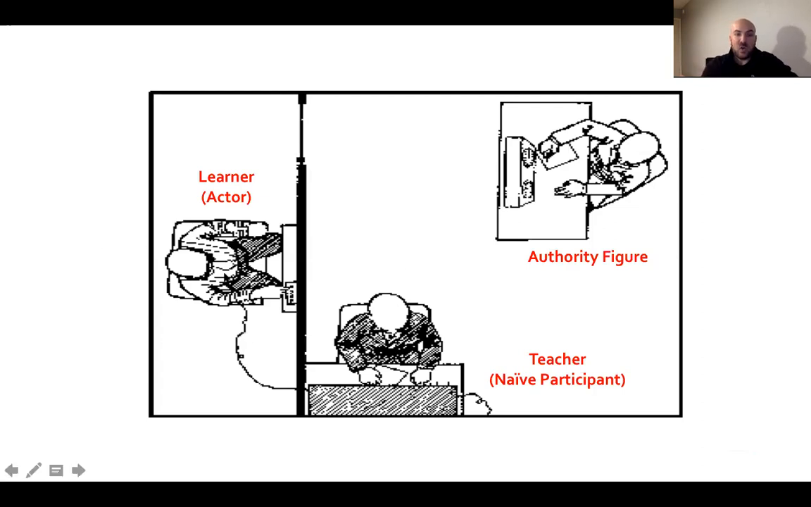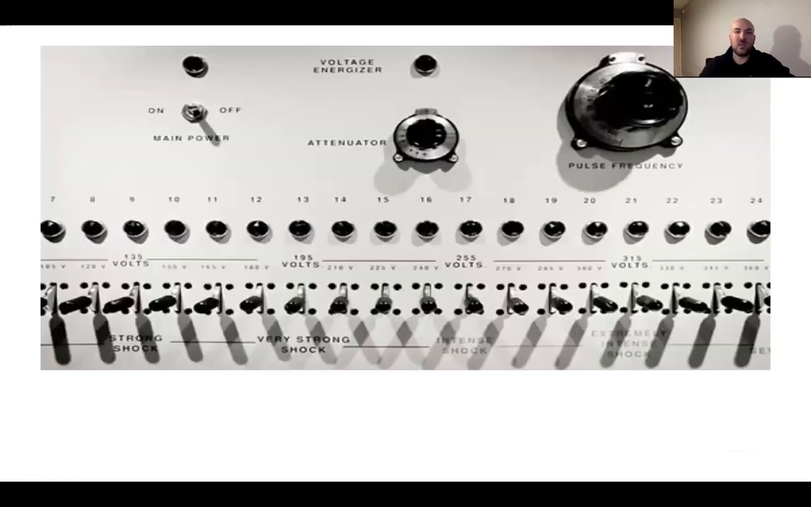And the actor over here would purposely get the answers wrong just to see how far the teacher would go up on this shock machine. It's also important to note that at the beginning of the study, it looked like the actor was really strapped up to this machine, but was later disconnected. So no one ever really received a shock here. But the teacher certainly thought that they were. The teacher thought that they were going to electrocute another human being for every wrong answer that they gave.